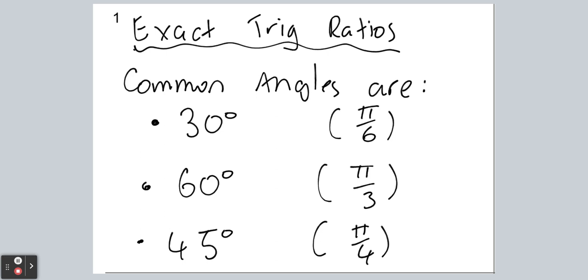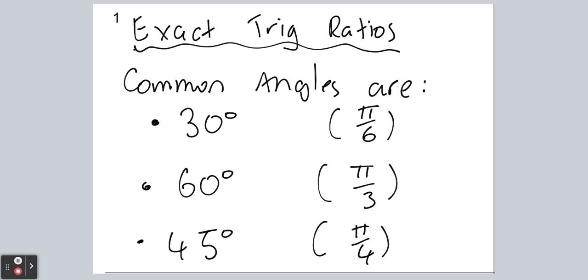I have to say that these common angles and their trig ratios are in fact given to you on your information sheet. And the reason why we're doing this video is to give you a really good grounding on how these exact trig ratios are calculated, so that you understand where it all comes from. And my experience is that makes you a better mathematician overall, even if you've got an information sheet to support you.